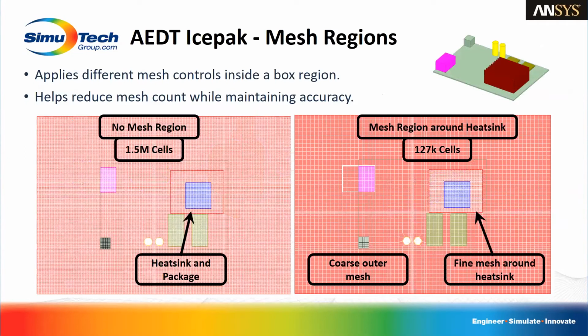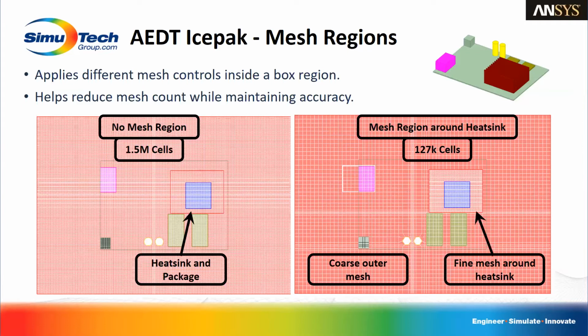So this concept of mesh regions, in classic Icepack terminology, is what is known as non-conformal meshing. Those have been rebranded to mesh regions in the Electronics Desktop version. And all that means is that we can take a subset of the parts within a model and apply some different mesh controls, typically finer mesh controls, inside that sub-region or box region. So it helps us to reduce the overall mesh count, but still maintain the accuracy that we need in our CFD analyses.